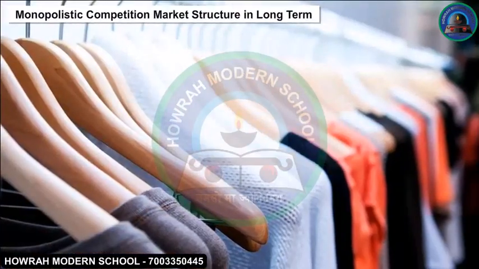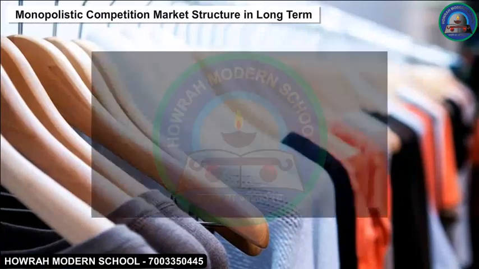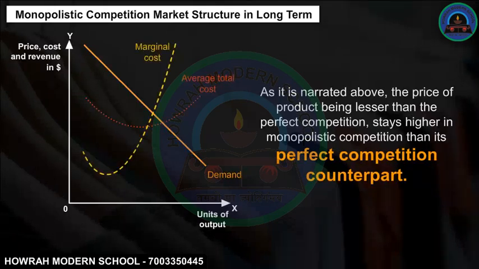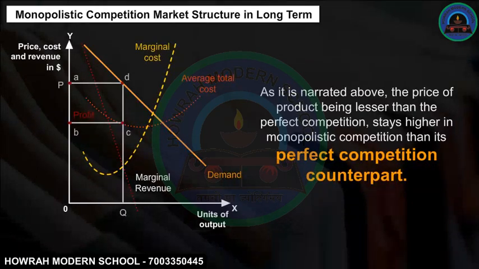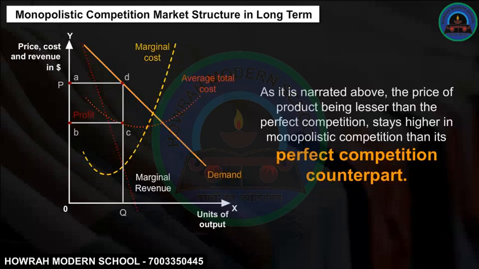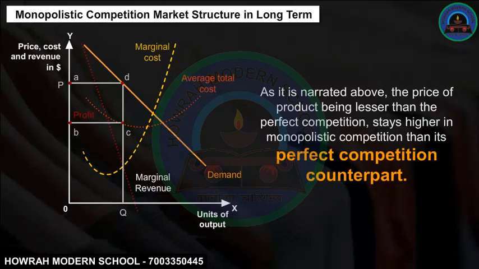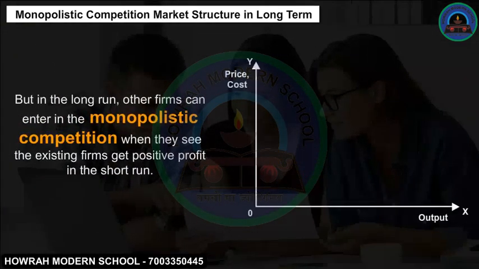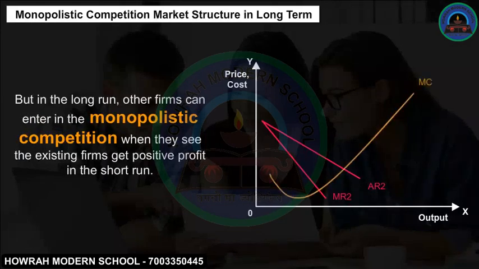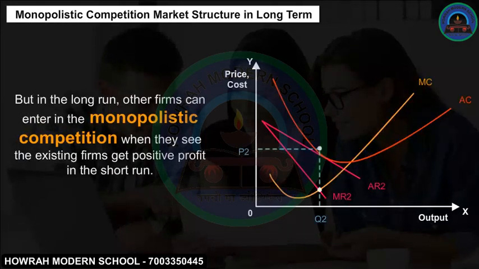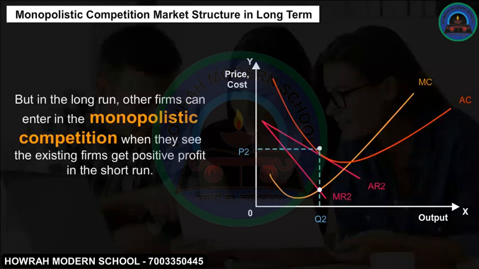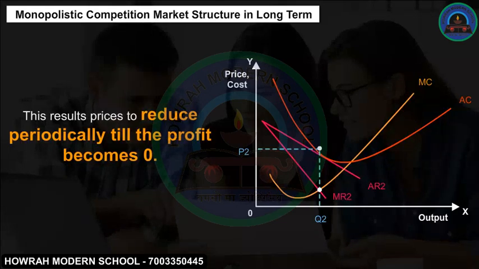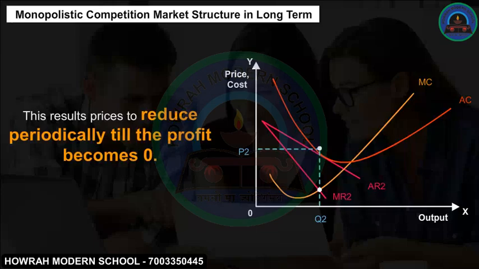Monopolistic competition market structure in the long term. As narrated above, the price of the product, while lower than under monopoly, stays higher in monopolistic competition than its perfect competition counterpart. But in the long run, other firms can enter the monopolistic competition when they see the existing firms getting positive profit in the short run. This results in prices reducing periodically until the profit becomes zero.